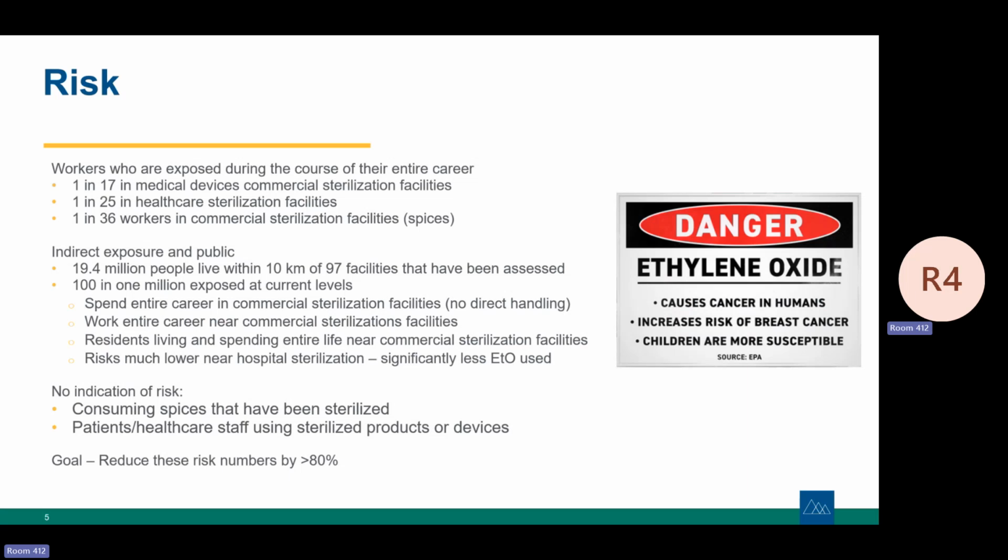There's data about elementary schools and daycares and kids being more susceptible to developing issues, so there's definitely a big fear factor that helped to push this along as well. But one good thing is there's no indication of risk if you're using one of these medical devices that has been sterilized, or if you're consuming spices that have been sterilized. Typically with spices, unless it's considered organic, it's probably been sterilized with ethylene oxide. So pretty much all of us come in contact with something of this every day. The goal of the EPA was to reduce these risk numbers by at least 80%. I think with the final ruling, they're saying it should be over 90% now.